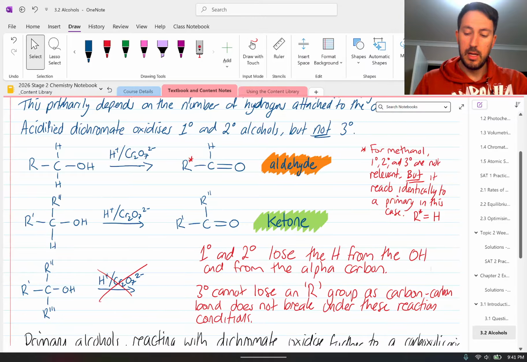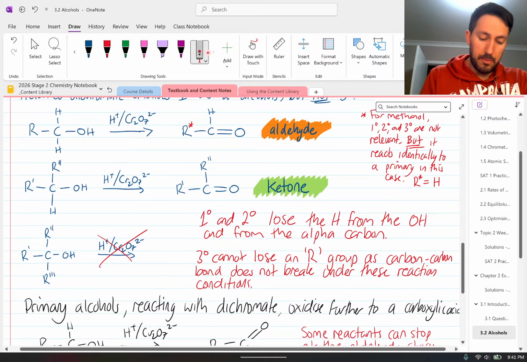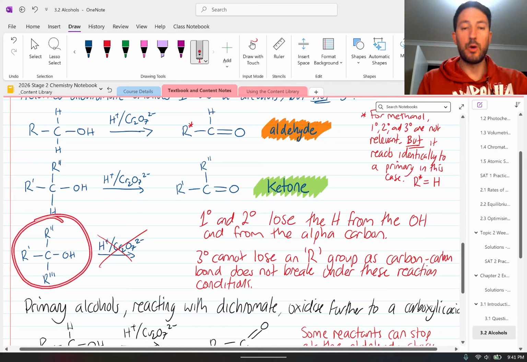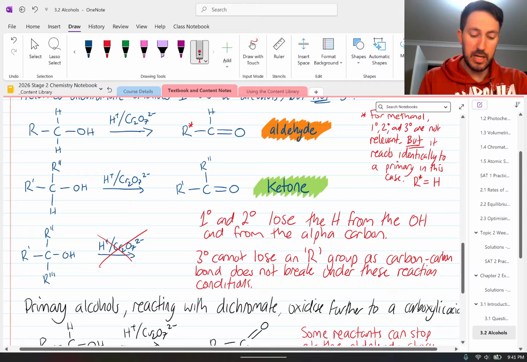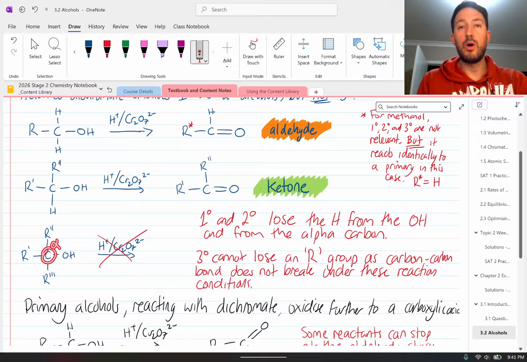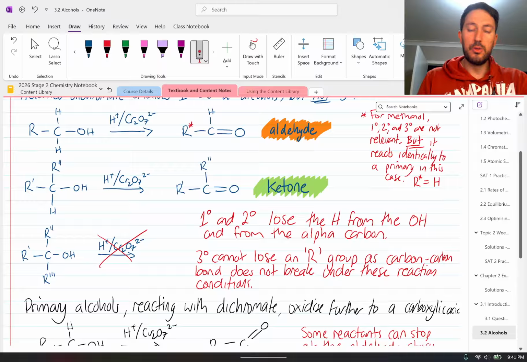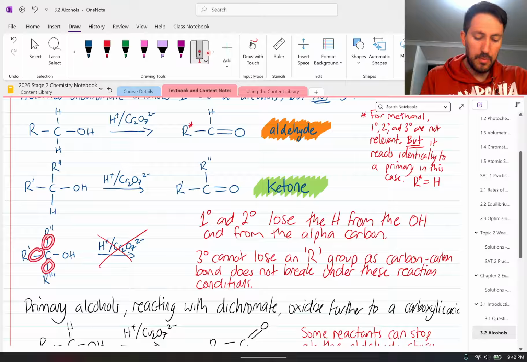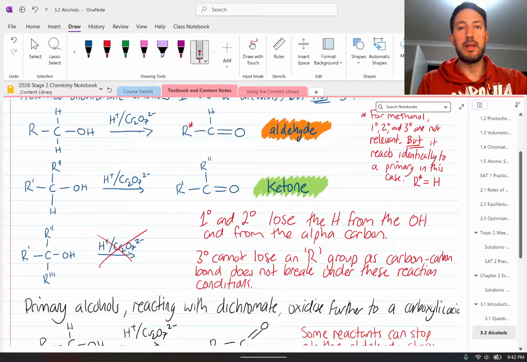Now, as I mentioned before, our tertiary alcohol does not have a hydrogen attached to this alpha carbon, so it will not react with acidified potassium dichromate. You can't lose that hydrogen if there is no hydrogen, and these carbon-carbon bonds here, here, and here are too strong to be broken by this particular set of conditions. Cool, as I mentioned just here.